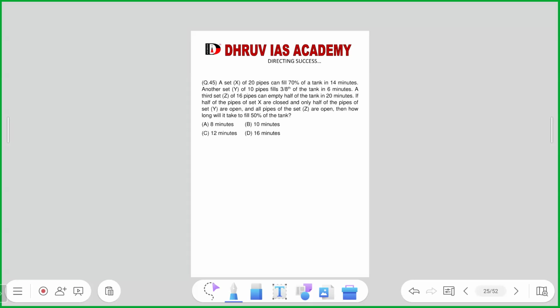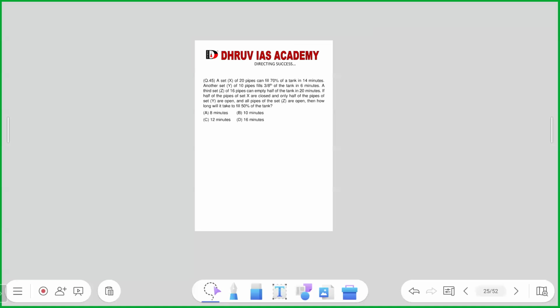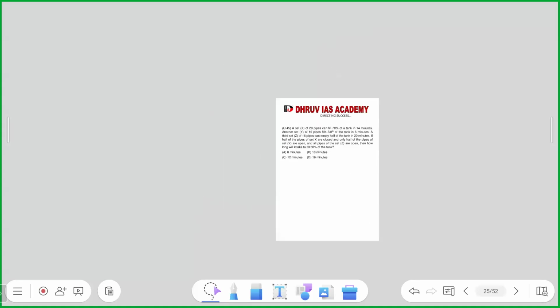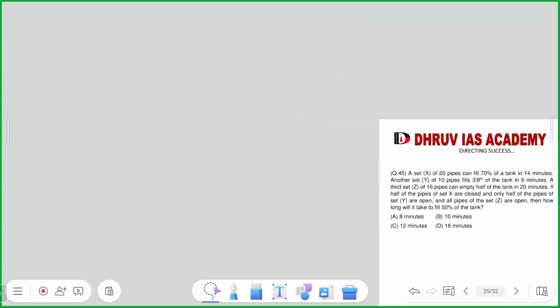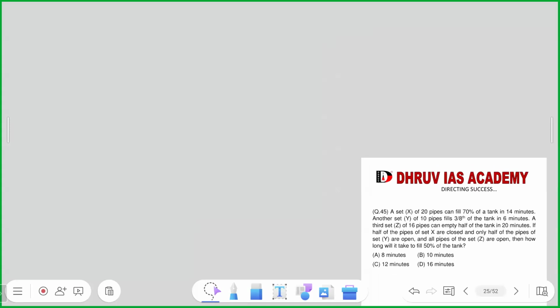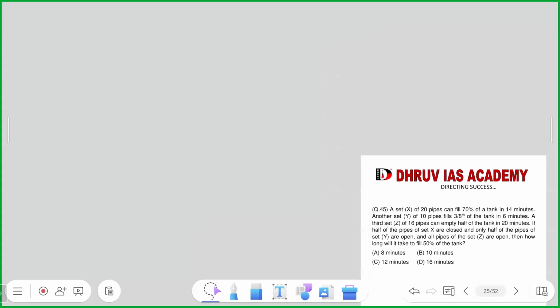Now this is based on which concept? That is the time and work concept. So there are 3 sets of pipes. Say X, 20 pipes in 70%. That means 70 by 100 of the tank in 14 minutes.